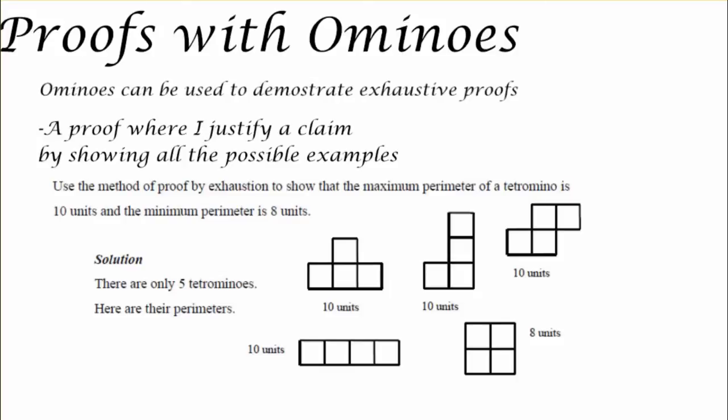So taking a look at the 5 tetrominoes I drew before, I know I only have 5, and most of them have a perimeter of 10, with my bottom one having a perimeter of 8. And of course, they all have an area of 4. They're all tetrominoes. But I was able to demonstrate by showing all 5 that my original statement is indeed true.